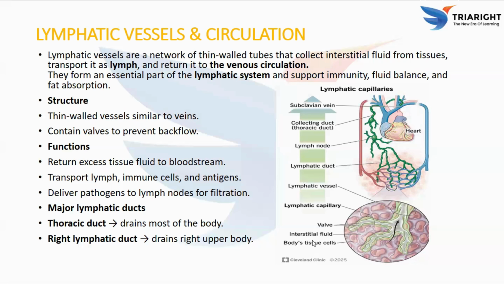Whereas in the bottom image, the lymphatic capillary is shown in close-up. The arrows show the entry of the interstitial fluid. The valve prevents the backflow. This shows the tissue cells as well as the interstitial fluid. So these are about the lymphatic vessels and circulation.